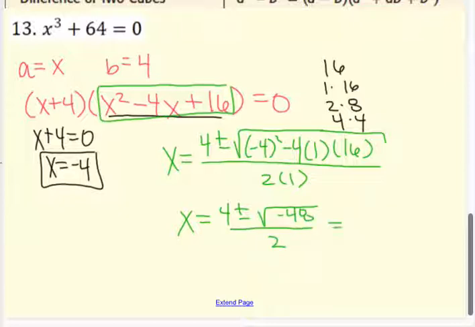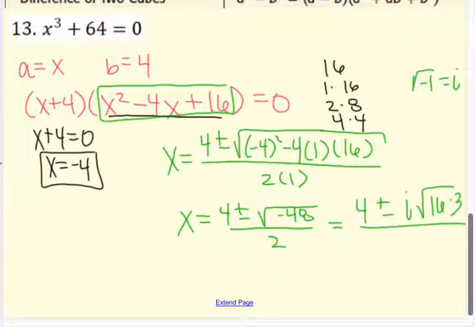And then I would say to myself, well, what is my perfect square in negative 48? Well, 16. And remember, whenever I have a negative underneath my square root sign, remember that the square root of negative 1 is i, the imaginary number. So I'm going to put i out in front, so it's really 16 times 3 gives me 48, all over 2.